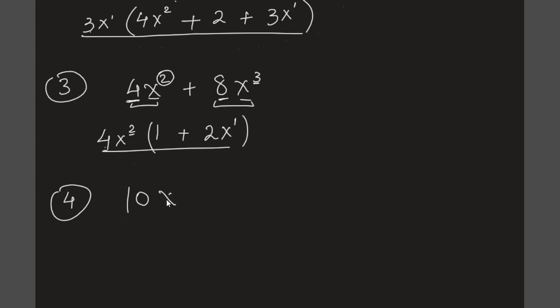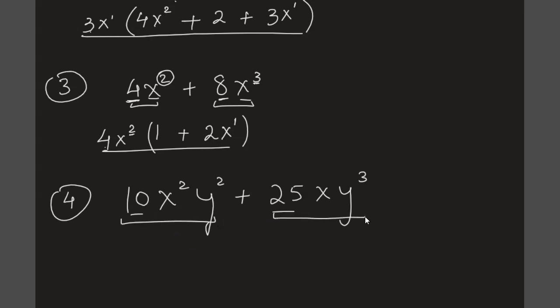If I have 10x squared y squared plus 25xy cubed. Now in this particular case, I'll look at the number of terms I have, and I still have two terms. Remember, the terms in the polynomial are separated by plus and minus signs. So again, I have two terms. I'll look at the numbers. Both of these numbers come in the table of 5. So 5 is my common factor.